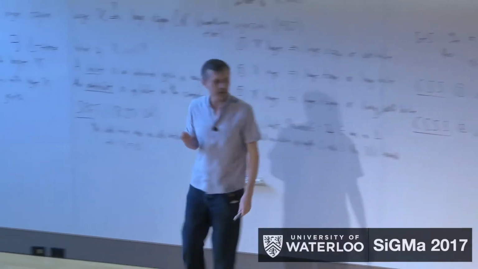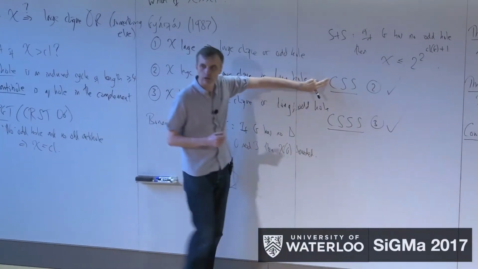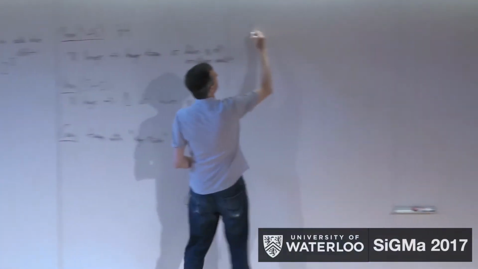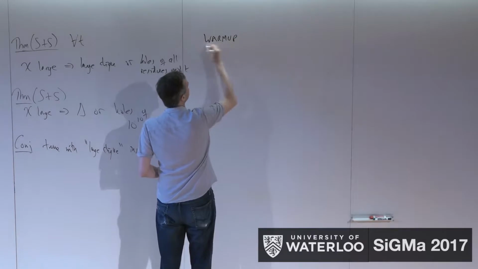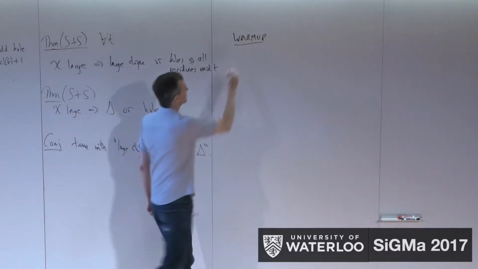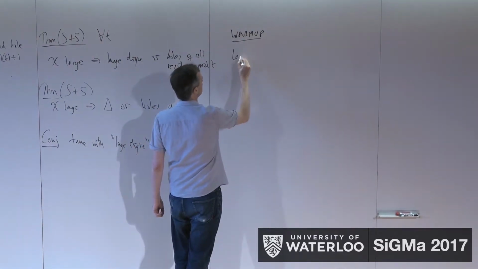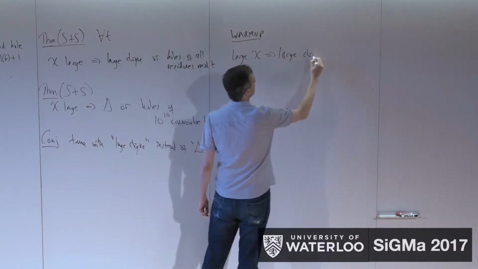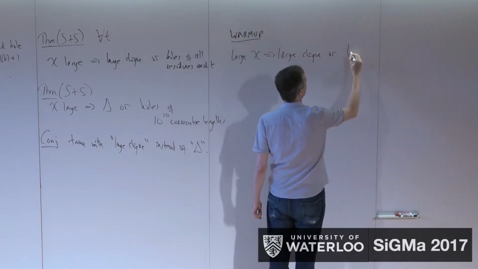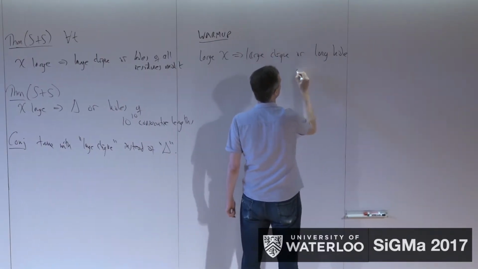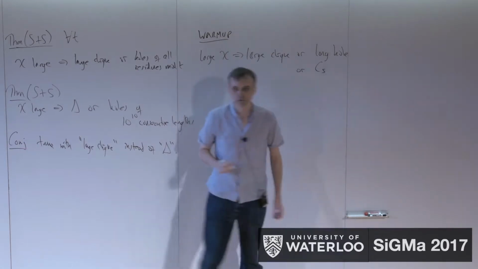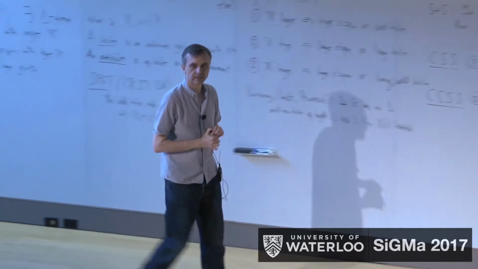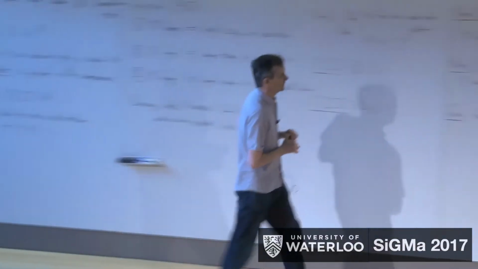As a warm-up, let me sketch a weak version of this result with Maria. So I'll prove the following result, that large chi implies large clique or long hole, but I'll throw in something else, or C5. So throw in one additional cycle length. One short cycle to make things a bit easier.